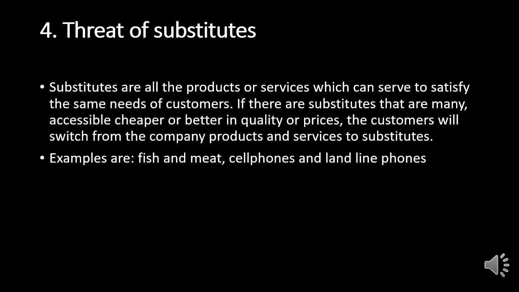Threat of substitutes arises when the customers have the ability to switch to other product and service substitutes. This means that the substitutes are able to satisfy the same needs of customers. If there are substitutes that are many, accessible, cheaper, or better in quality or price, then the customers will switch directly from the company's products and services to substitutes. For example, customers can switch from eating fish to eating meat, or using cell phones instead of landline phones.